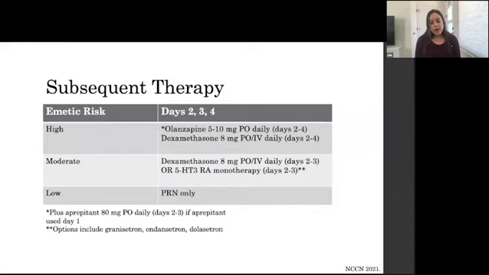So again, for IV drugs, this is what is recommended per the NCCN guidelines. For high emetic risk on days 2, 3, and 4, they are to continue the olanzapine on days 2 through 4, as well as the dexamethasone. For moderate risk, either the dexamethasone or the 5-HT3 receptor monotherapy can be continued on days 2 and 3. For low risk regimens, only as needed drugs are needed for the subsequent days of therapy.